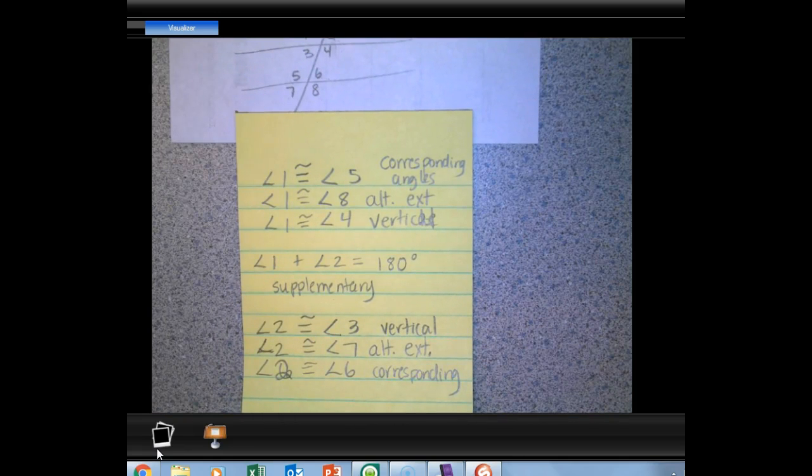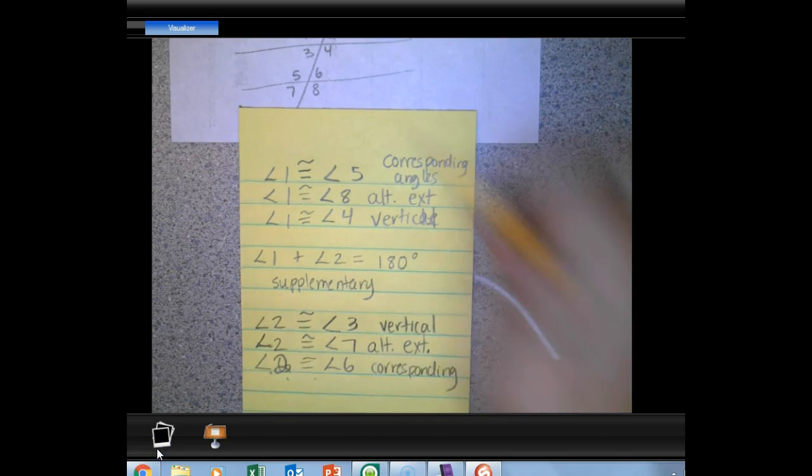If you have that written down in your notes, this should help you with the rest of this assignment. Do you need a minute to finish copying that down? Okay, so now we're going to go back to our worksheet.